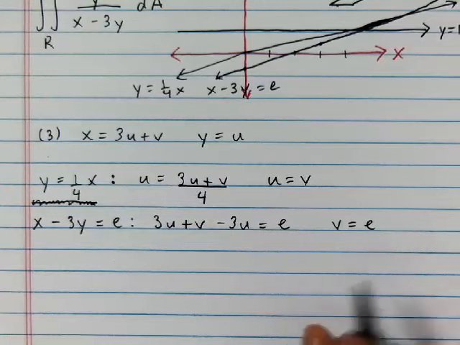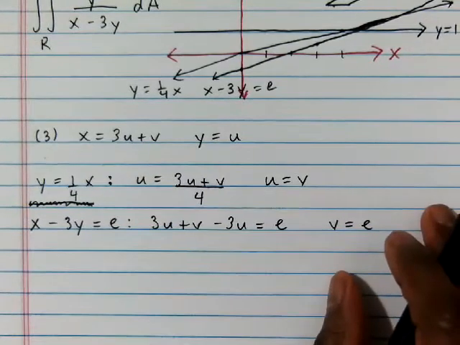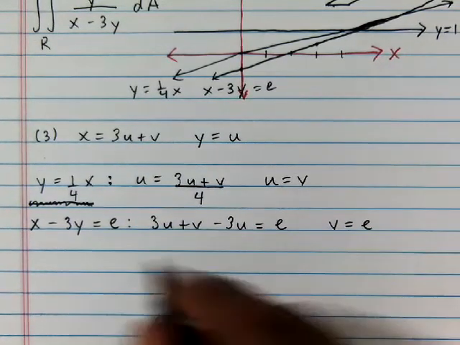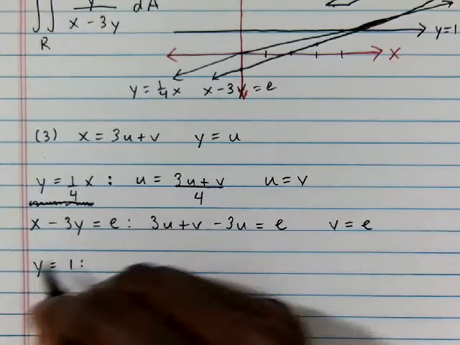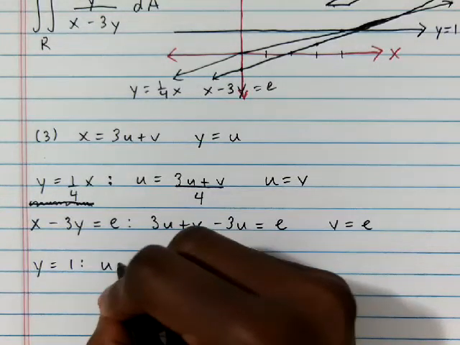And then our last equation was y equals 1. So from that one, y is the same as u, so we just get u equals 1.